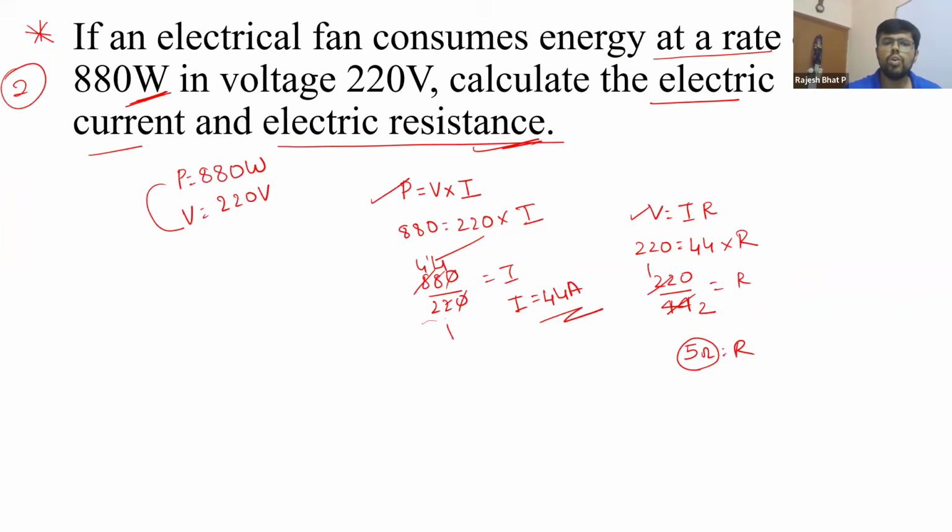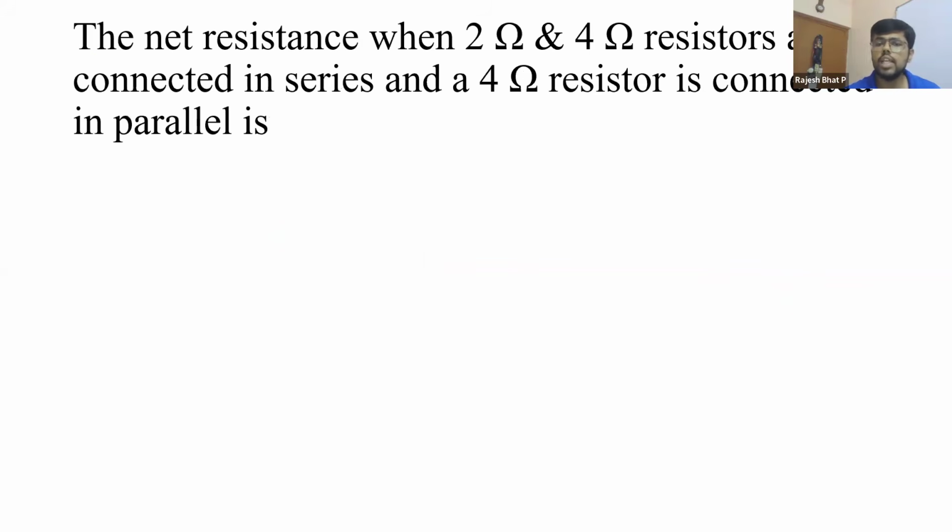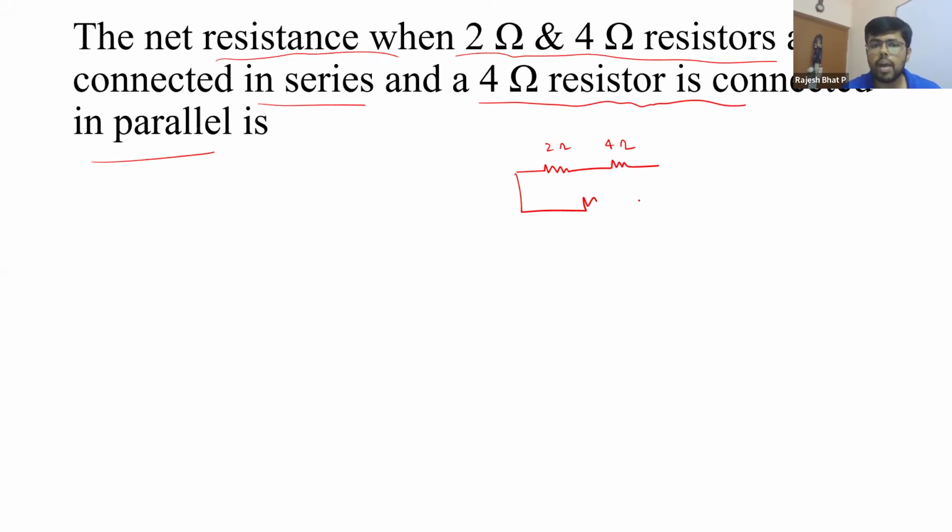Now we'll go to the next variety of problem that will be asked on series and parallel. Firstly, you should understand what is series and what is parallel. Series means back to back. Now let us see the net resistance when 2 ohm and 4 ohm resistors are connected in series, and a 4 ohm resistor is connected in parallel. 2 series, 1 parallel. Now, how to do this problem?